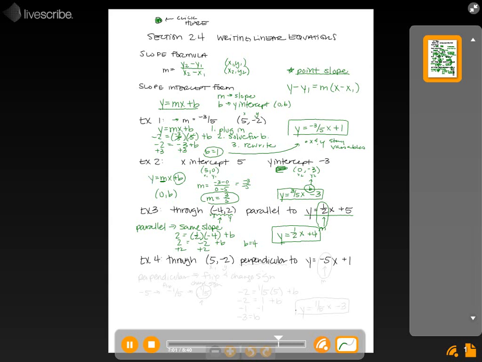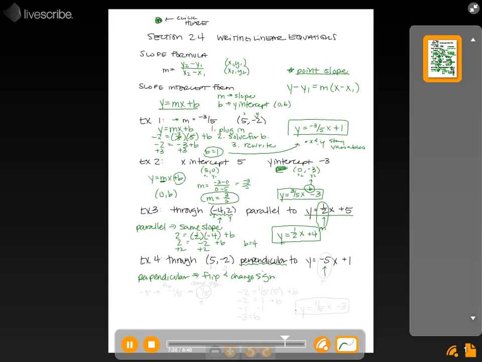Example 4 here, similar to example 3. It says through the point 5, negative 2. But this time it's perpendicular to this equation. Now if you remember, for perpendicular, there are 2 steps. You need to flip the slope and change the sign. So if it was positive, you need to make it negative. If it's negative, you need to switch it to positive after you flip it.